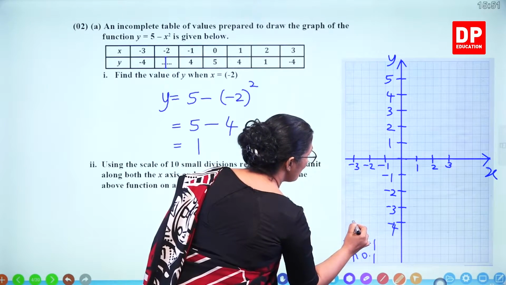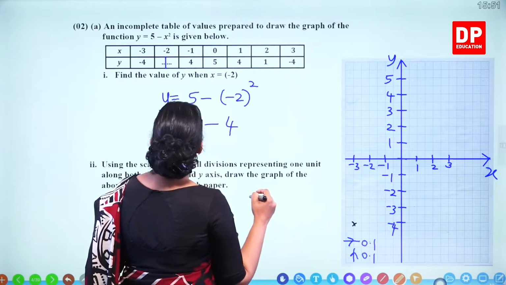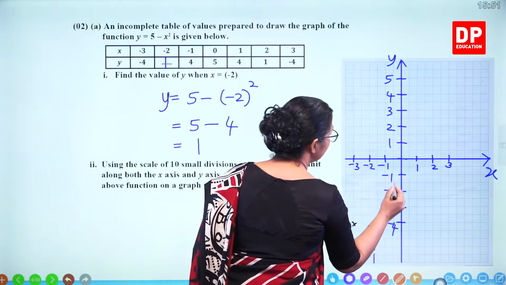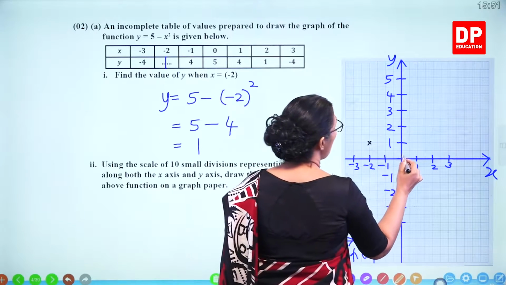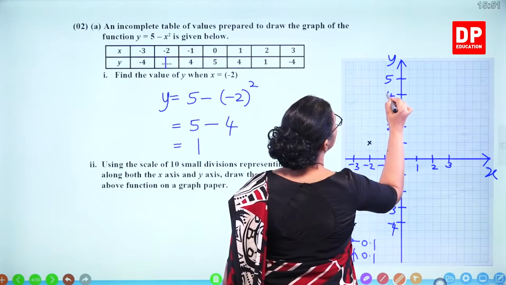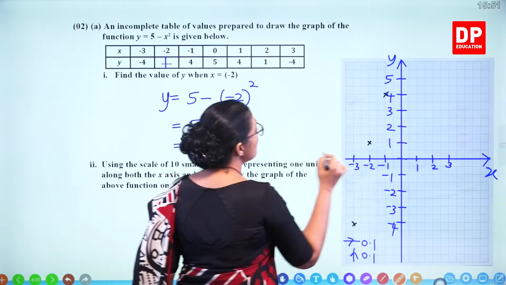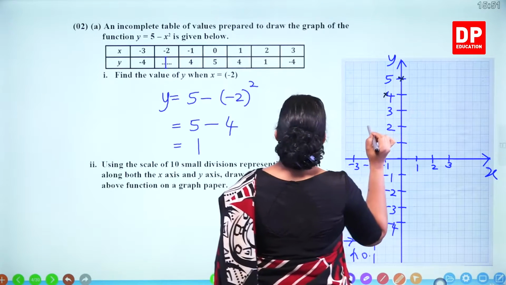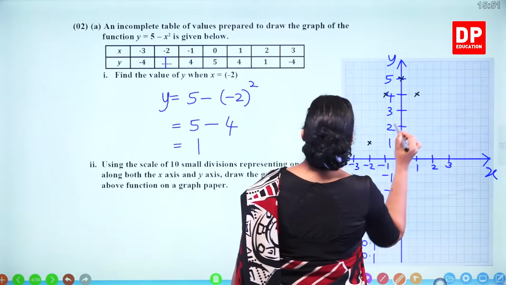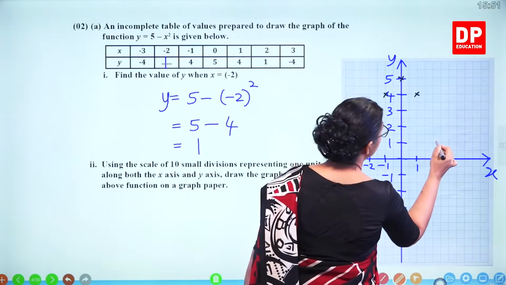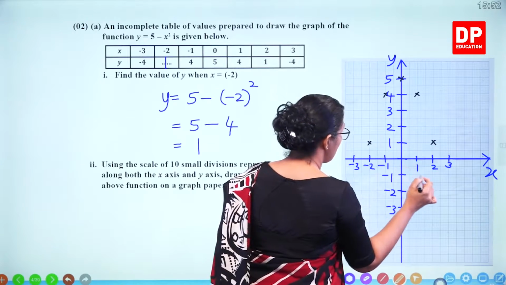-3 with -4. -2 with 1. -1 with 4. 0 with 5. 1 with 4. 2 with 1. 3 with -4.